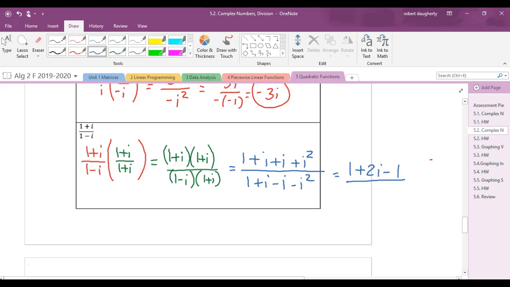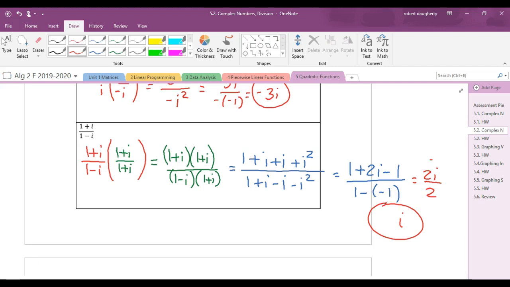What happens to the i minus i? It goes away. This is 1 minus negative 1. So on the top, what is 1 minus 1? 0. So this is 2i divided by 2, right? What's 2i divided by 2? i. There we go. That is the answer.